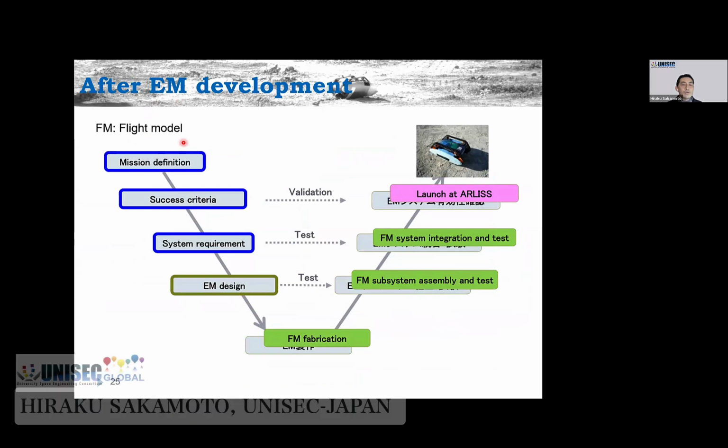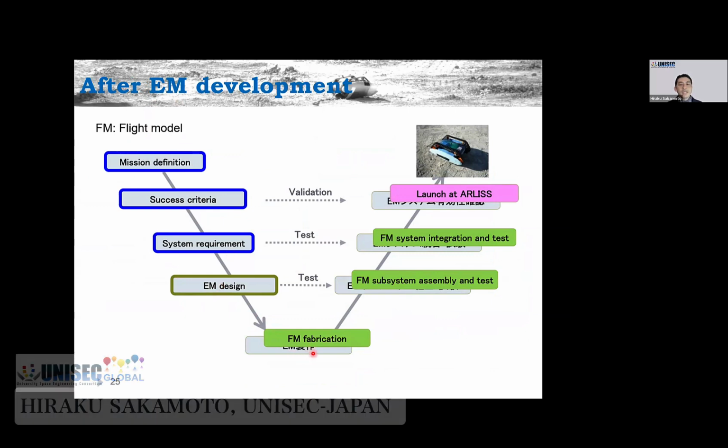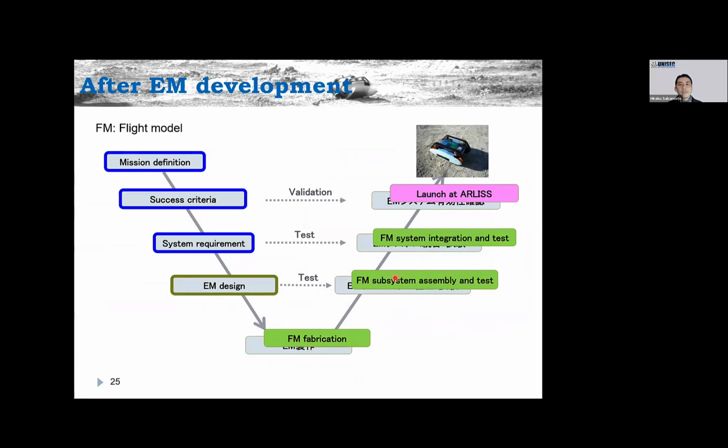For the flight model, we already have confidence in the engineering model design. So basically, we start the fabrication process for the flight model. Then we carry out tests for finding human error, development human error. So we test at the subsystem level and system level. Then we go to the Nevada desert.